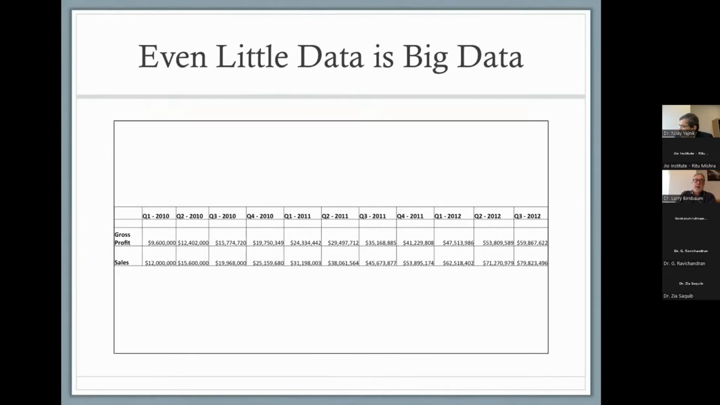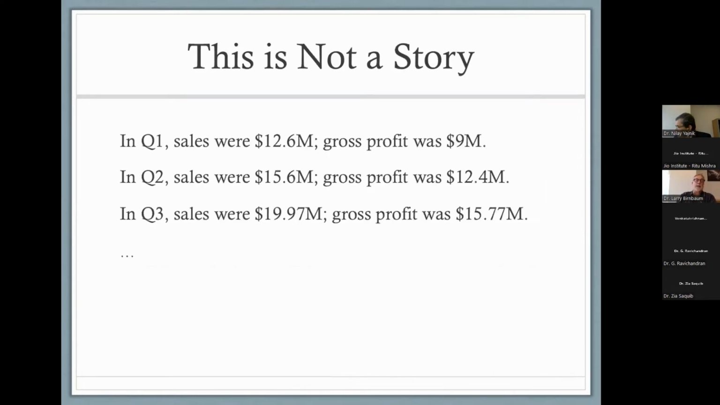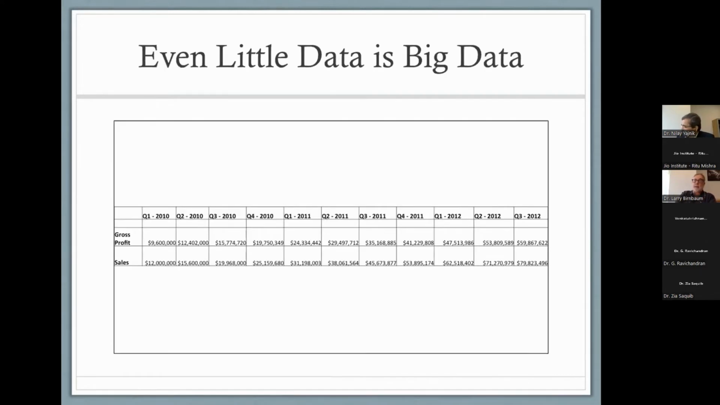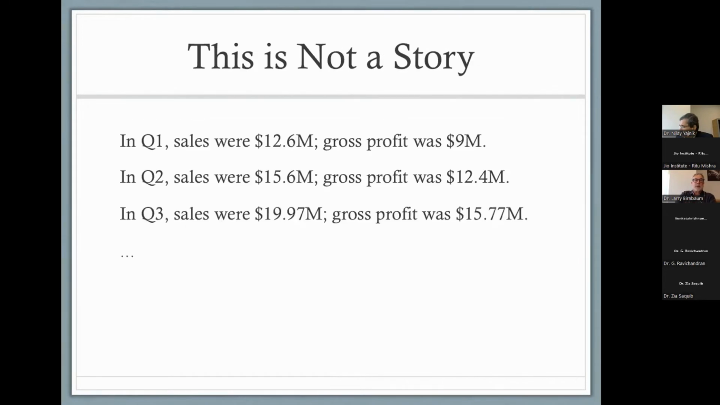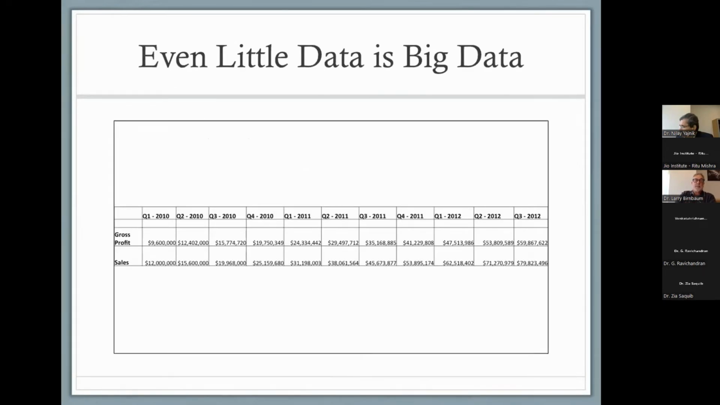So what do I mean by that? The first thing I want to say is that, as I mentioned before, you can't really see the story in these data. So let's say we want to generate natural language, and this maybe recapitulates our thought processes as we started down this path of how do we do this? We say, well, let's generate natural language based on these data. Okay, here it is. In Q1, sales were 12.6 million, gross profit was 9 million. In Q2, sales were 15.6 million, gross profit was 12.4 million. In Q3, sales were 19.97 million, gross profit was 15.77 million. And I'm going to go down and explicitly enunciate all the data in every single column in this very small spreadsheet. That's not a story. This is actually even worse in terms of comprehensibility.